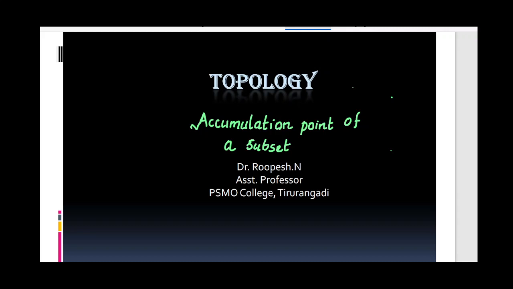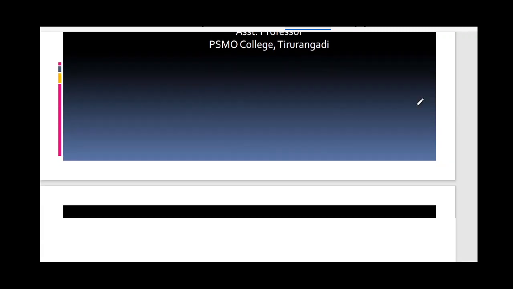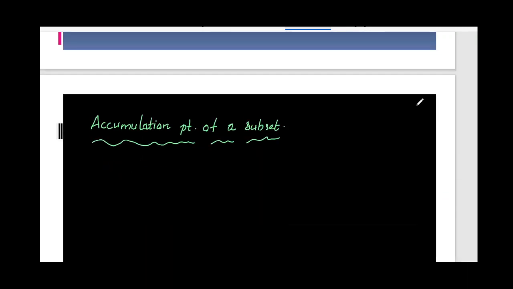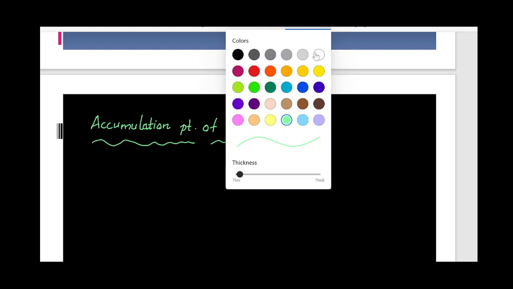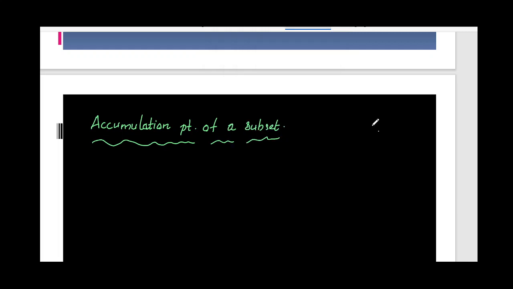Welcome to topology class. Today we will discuss accumulation point of a subset. 2.7 definition. We are starting with the definition itself. I know you know the definition of accumulation point from your real analysis class. So let us see, is there any difference between the definition of these two?